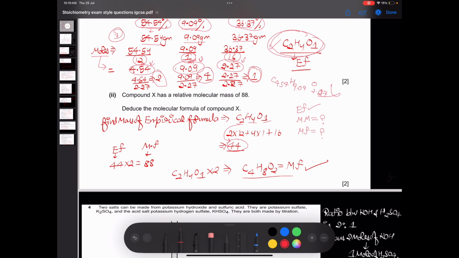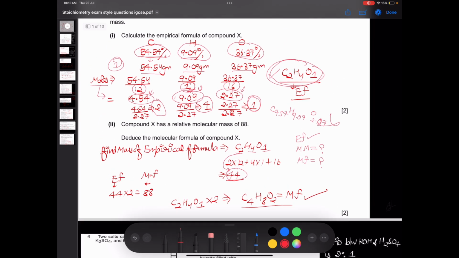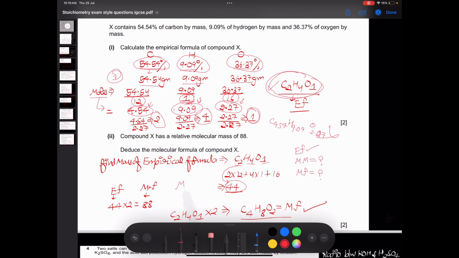And what is this? This is the mass of empirical formula. Now check the mass of molecular formula. It is 88. Rings any bells? Isn't it exactly the double of it? Means if you do empirical formula times 2, you will get the molecular formula. So what is the molecular formula then? C4H8O2. And if you want to cross check, find out its mass, it will again come out to be 88 only. Which means our calculation is correct.